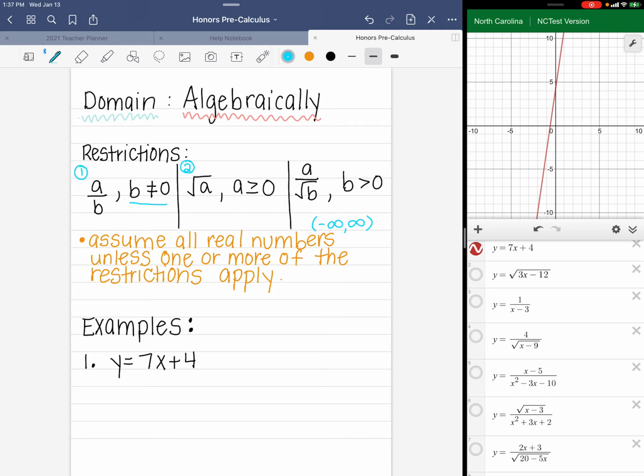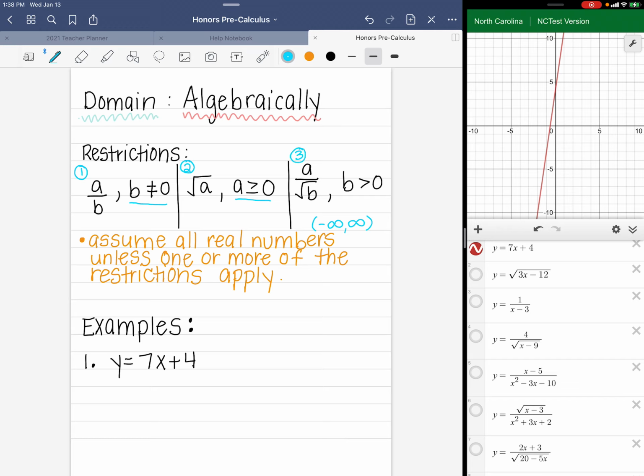Restriction 2 is a square root. If I have a square root of any kind, then my square root cannot be negative. Remember, if I have a negative square root, that's an imaginary number, and we can't have that when it comes to the domain. So when we have the square root, it has to be greater than or equal to 0. Well, it has to be greater than 0 because it can't be negative, but it can be equal to 0 because you can take the square root of 0 and still get 0. So that's restriction number 2.